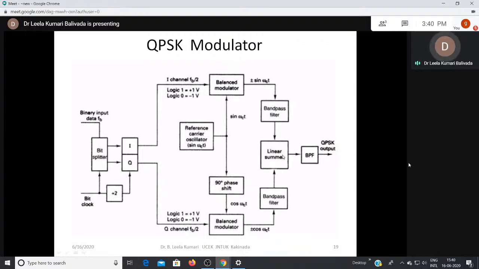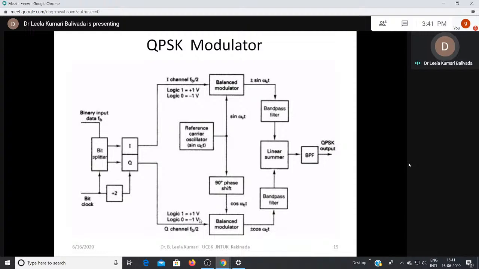So that is treated as the QPSK output. The output of the linear summer is the QPSK output. Let us take an example: suppose we want to transmit the dibit 0, 0. It is first sent to the bit splitter, which transmits these 2 bits in parallel into the I channel and Q channel. Therefore, for the I channel, bit 0 is transmitted, and for the Q channel, bit 0 is transmitted.